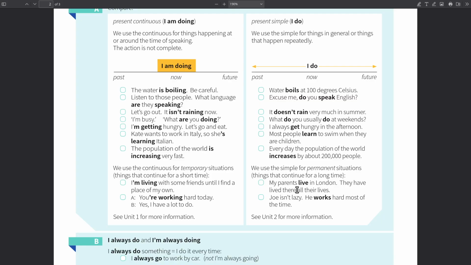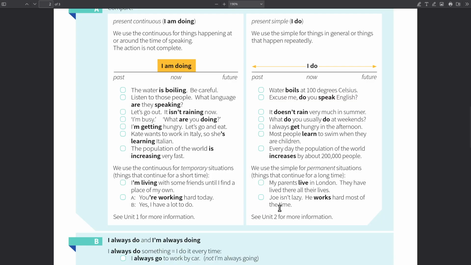But if I say, oh, I'm learning Japanese, right? It's a temporary situation, because I'm learning for a specific period of time. Maybe for a couple of months, maybe for a couple of years, but something that is temporary, right? It's different to say my parents live in London. They have lived there all their lives, because their whole life they have been living there, right?